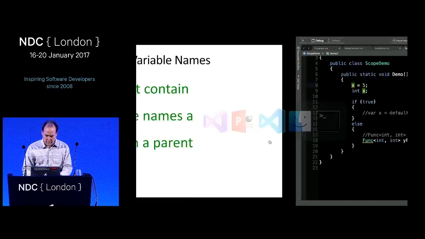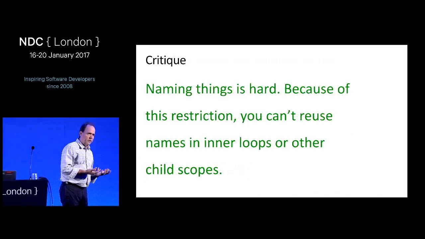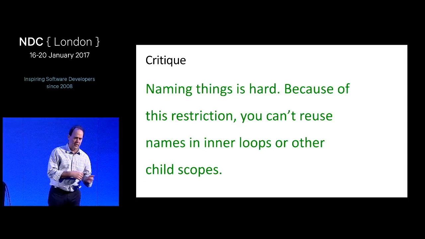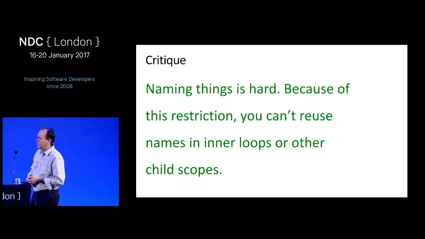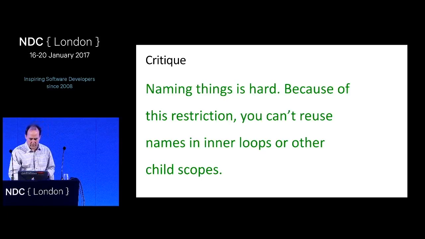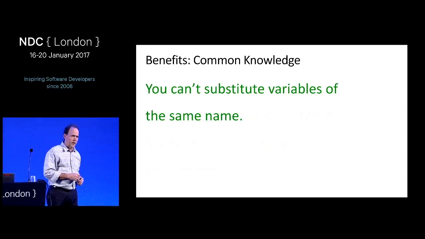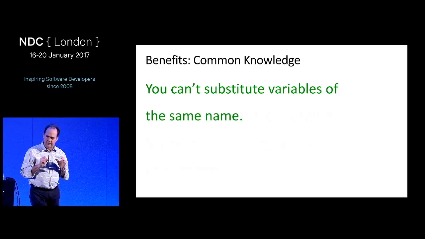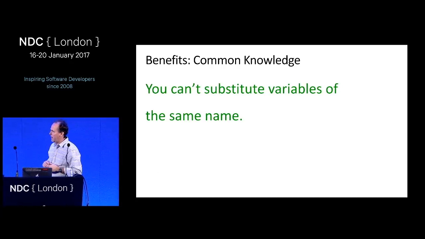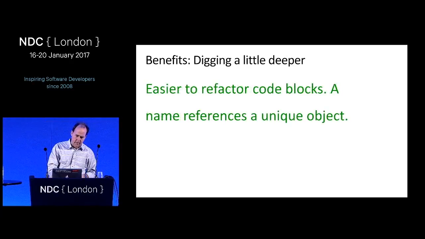Now, why do we care about some of these areas? First of all, the critique we often get is, naming things is hard. If I'm using the same concept, or if I'm using these temporary indexes in different loops, why can't I just use the same variable? I mean, index should be index wherever I use it and so on. Well, first of all, you can't substitute variables of the same name because you can't accidentally refer to the wrong thing. Everything's got to have a unique name. That parent scope is there. I can't declare something else with the same name anywhere in it.